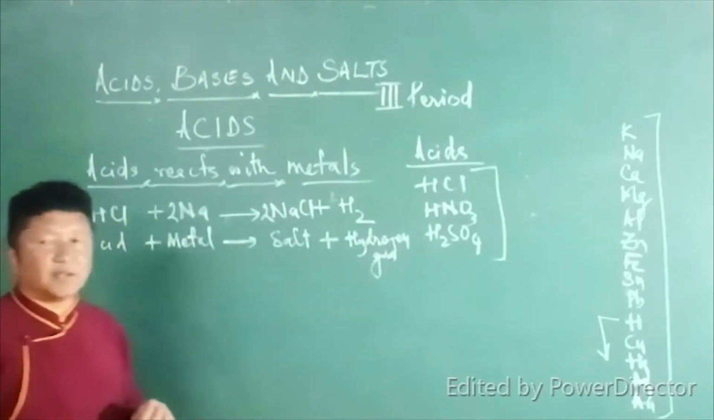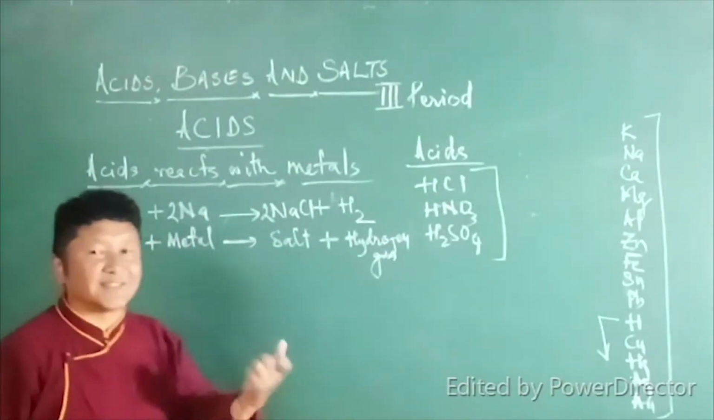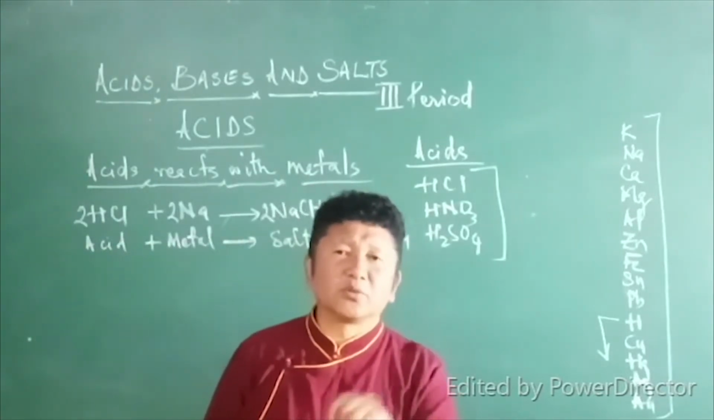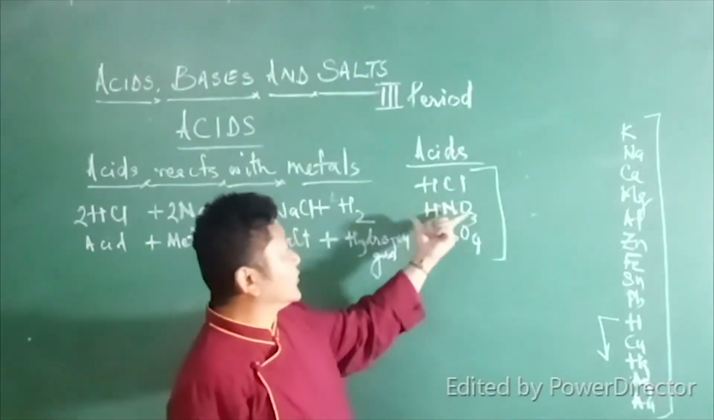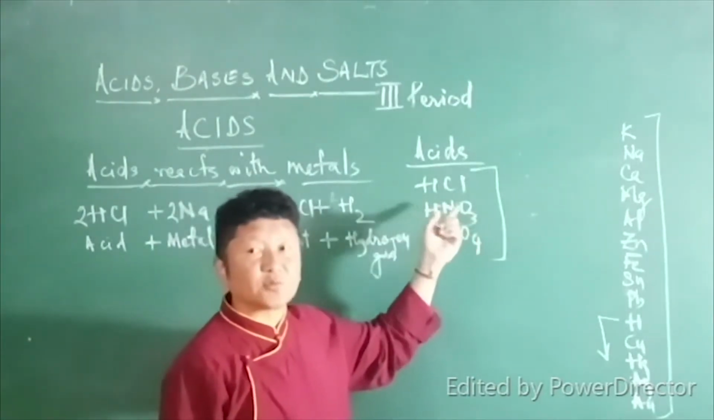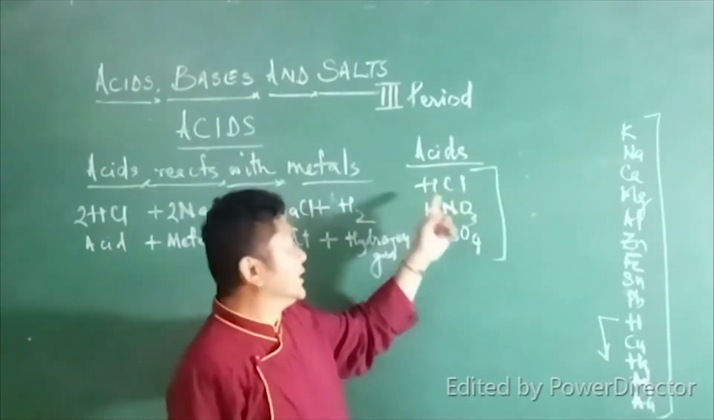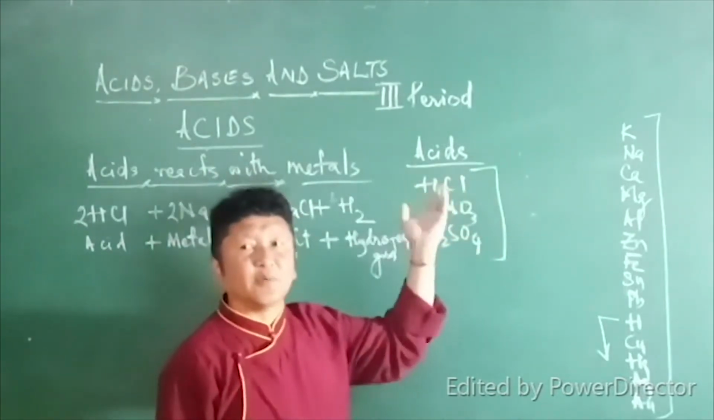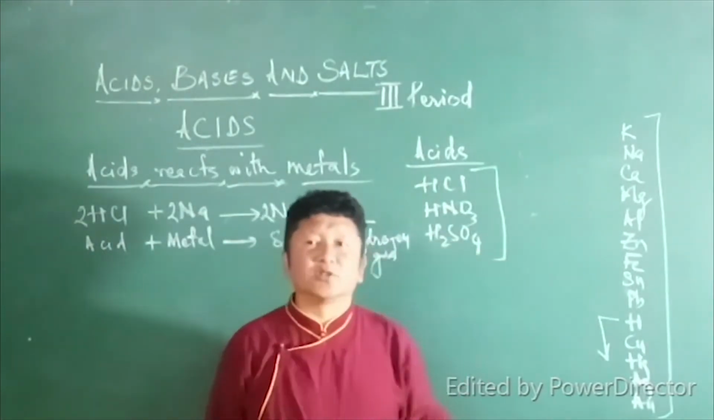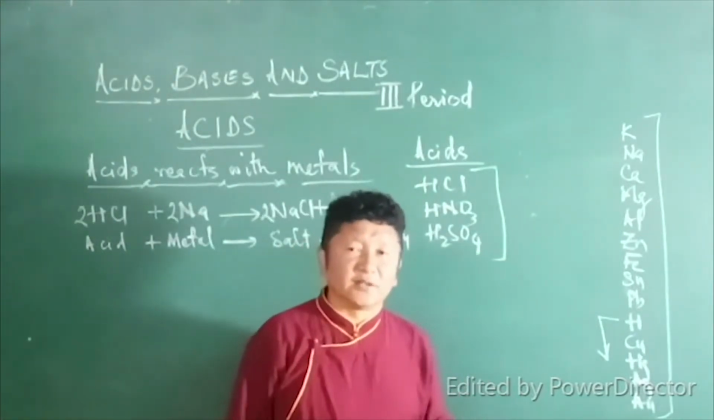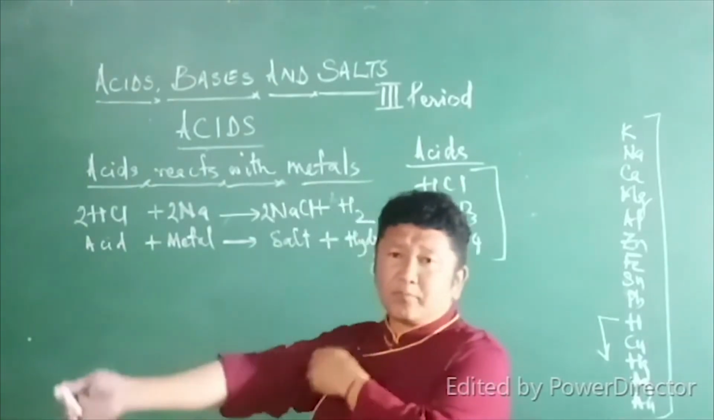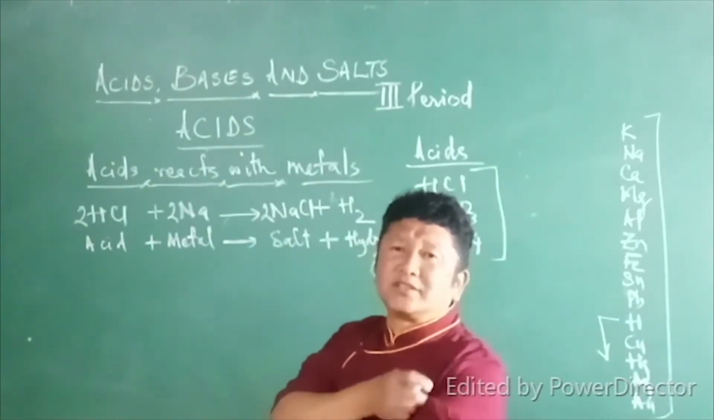All common acids react with metal to form a salt. If the acid is nitric acid, there is formation of metal nitrate. If the acid is hydrochloric acid, there is formation of chloride salt. And if it is sulfuric acid, then there is formation of sulfate.